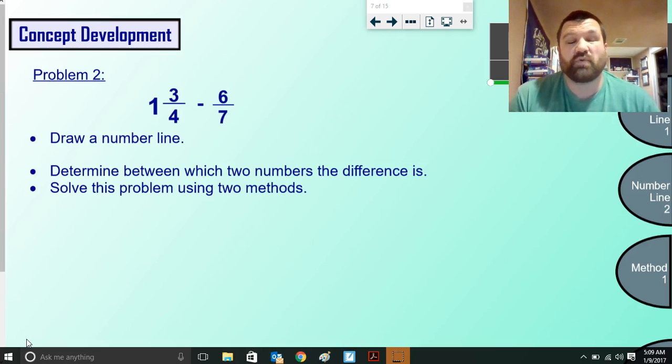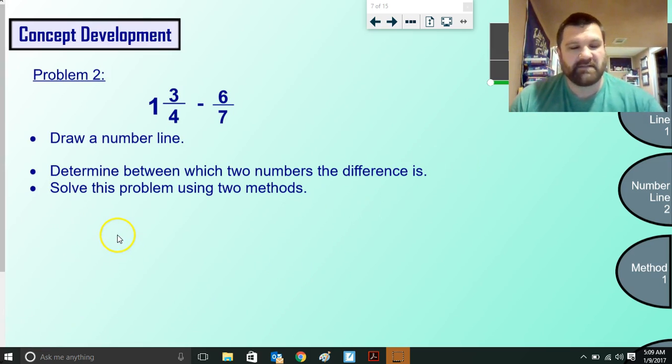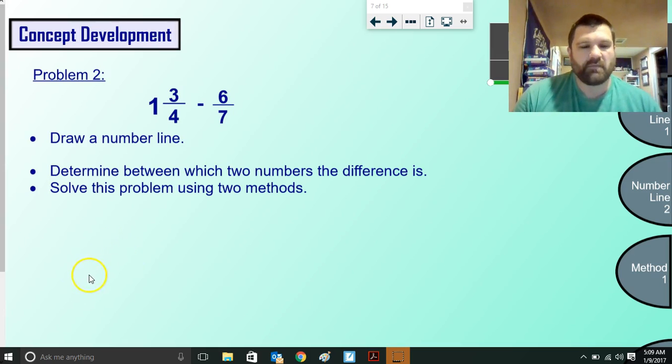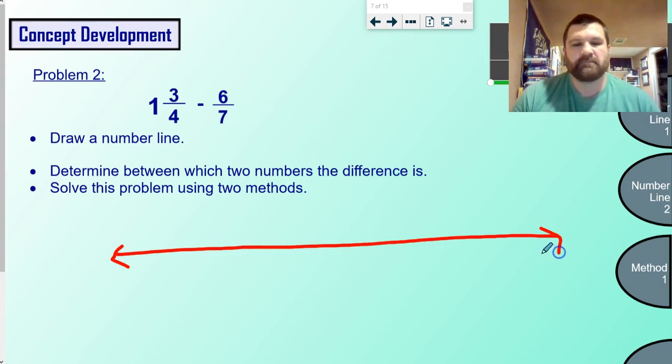Okay, so for problem number 2, before you pause it, I do want you to try to solve this using a number line. I will help you set it up at least, because I know we haven't done a lot of them. So we know that a number line would look like that, just a line. And your number line starts at 0, right? And we're going from 1 3/4, take away 6/7, right? So we could say that halfway would be 1, right? So from 0 to 1.